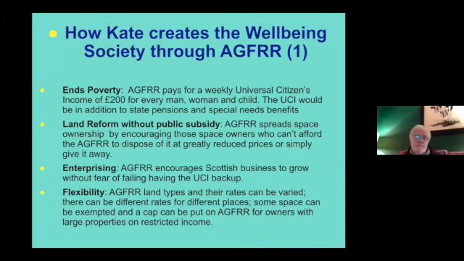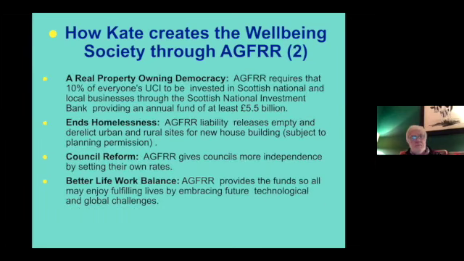And AGFRR provides the flexibility to change and increase land types, cap, relieve, or exempt the owners of certain types of spaces due to restricted incomes or other reasons. Make Scotland the first truly property owning democracy, where 10% of everyone's UCI is invested in Scottish business. Deliver the land to solve the housing crisis, as the obligation to pay AGFRR will force space owners who don't pay it to release land to be developed by the social and private housing sector.